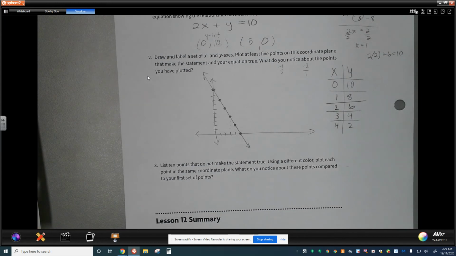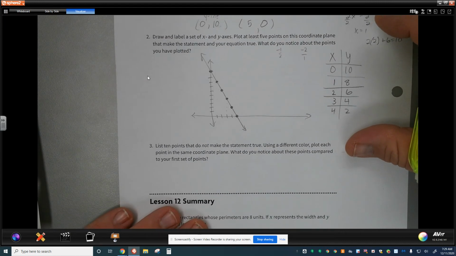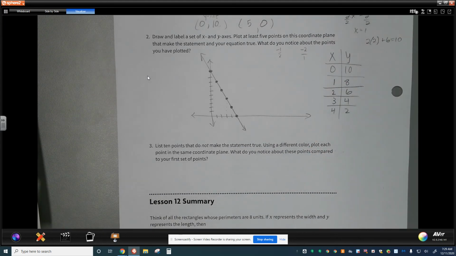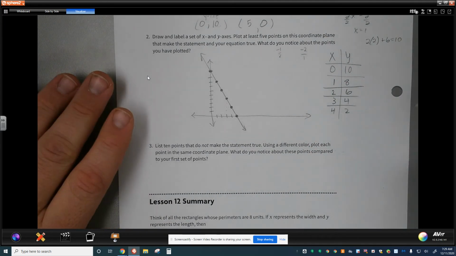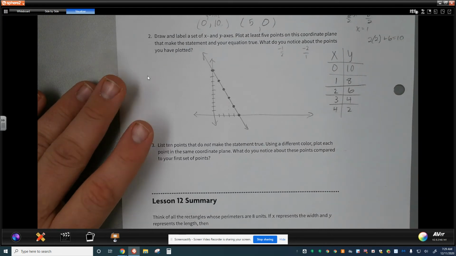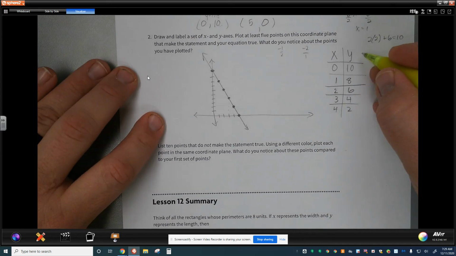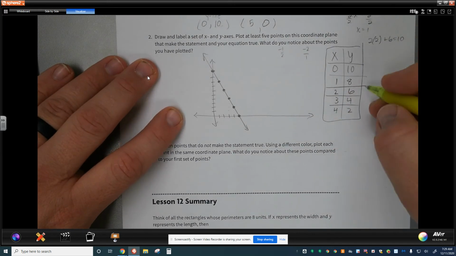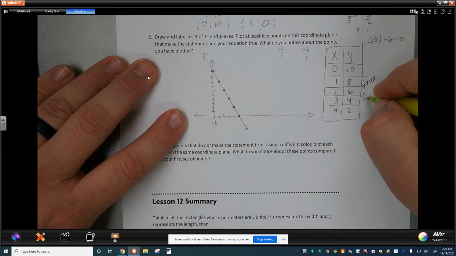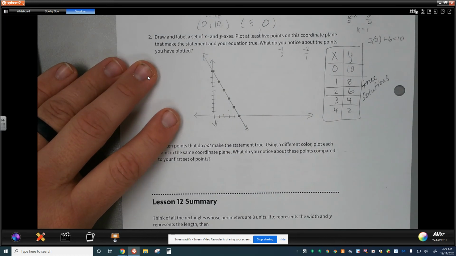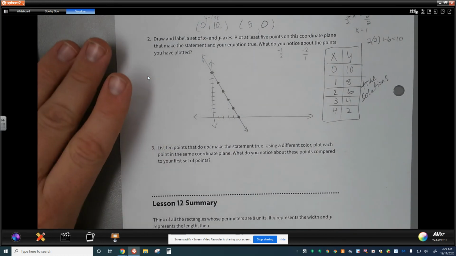So at least list 10 points that do not make the statement true. Well, what we need to know with that is points that make the statement false are just any ordered pair that's not on the graph. Remember that a solution to an equation is any ordered pair, 2 variables, the values x comma y, that make the equation true. So all of these right here in my table are true solutions because these are ordered pairs, points that are on the graph. And I could literally have an infinite number of those.